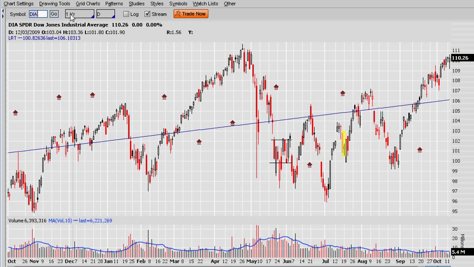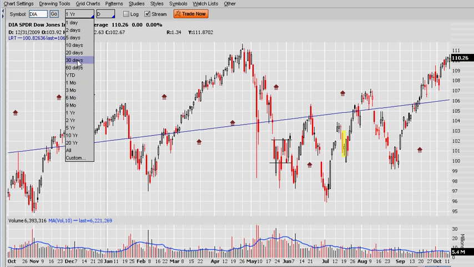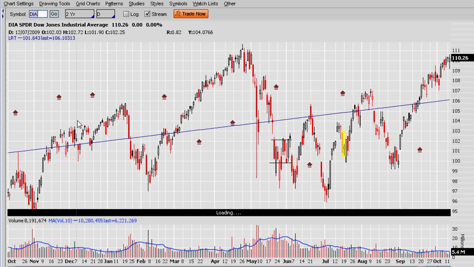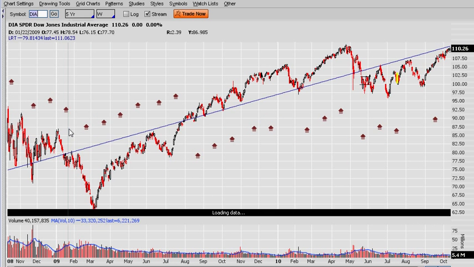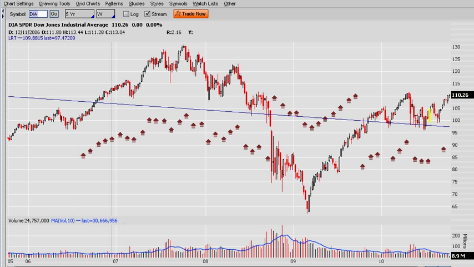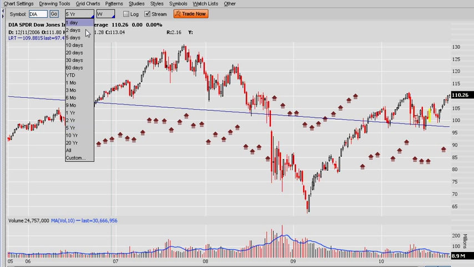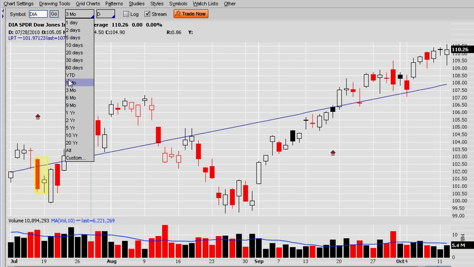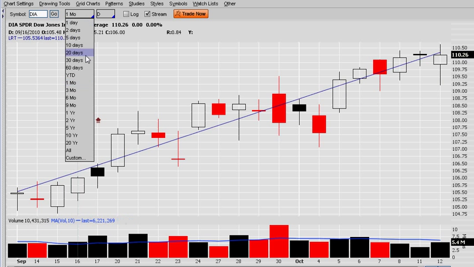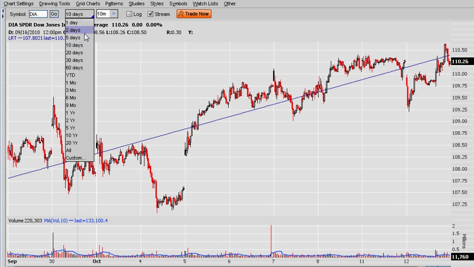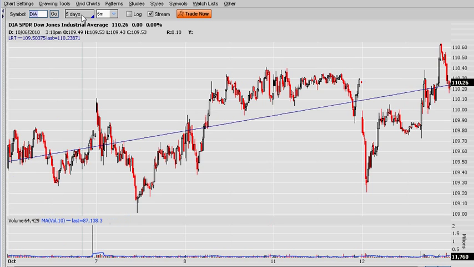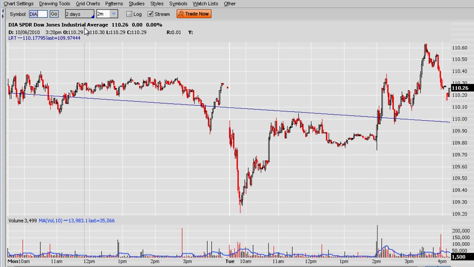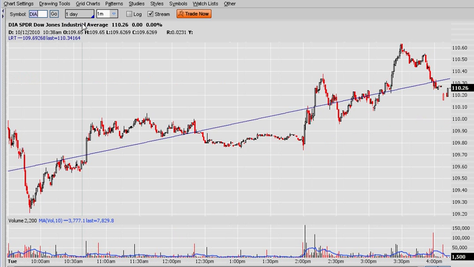So here's our linear regression line, the blue. That's our 1 year, and here's our 2 year. Here's our 5 year. And it's basically just an automated trend line. Then we go to 3 months, definitely up. We go to 1 month, definitely up. We go to 10 days, up. We go to 5 days, up. 2 days, down. And 1 day, up.